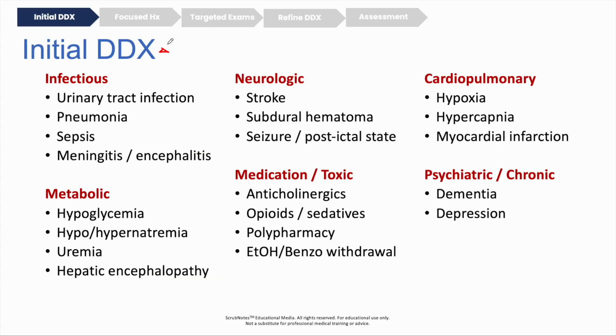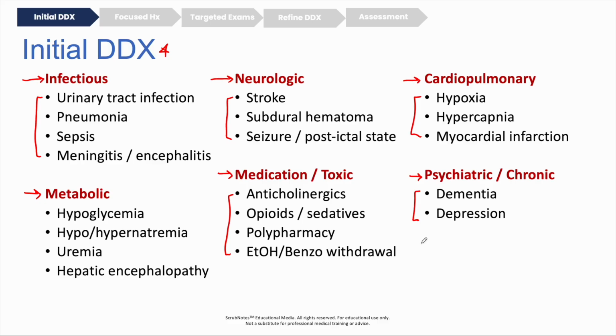So first, we build a broad differential list. Confusion can have a rather large list of differentials, but most causes fall into a few major categories. Infection, which is very common in older adults. Metabolic causes like sodium or glucose abnormalities. Neurologic causes like stroke or hemorrhage. Medications or toxins. Polypharmacy is especially important to screen for in an older adult. And cardiopulmonary causes like hypoxia. So at this stage, we're not trying to be right. We're just trying to be complete.